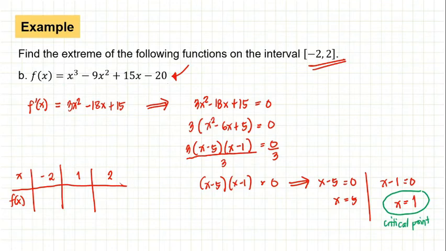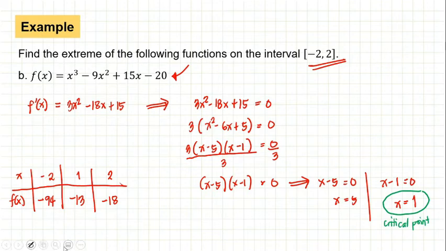So you have -2 cubed minus 9 times -2 to the power of 2 plus 15 times -2 minus 20. And if you are going to evaluate that one, the answer will be -94. So there. Then you try to substitute 1 cubed minus 9 times 1 squared plus 15 times 1 minus 20. The answer will be -13. And for 2, the answer will be -18. So from that, you can actually now see which is the maximum and sino yung minimum.